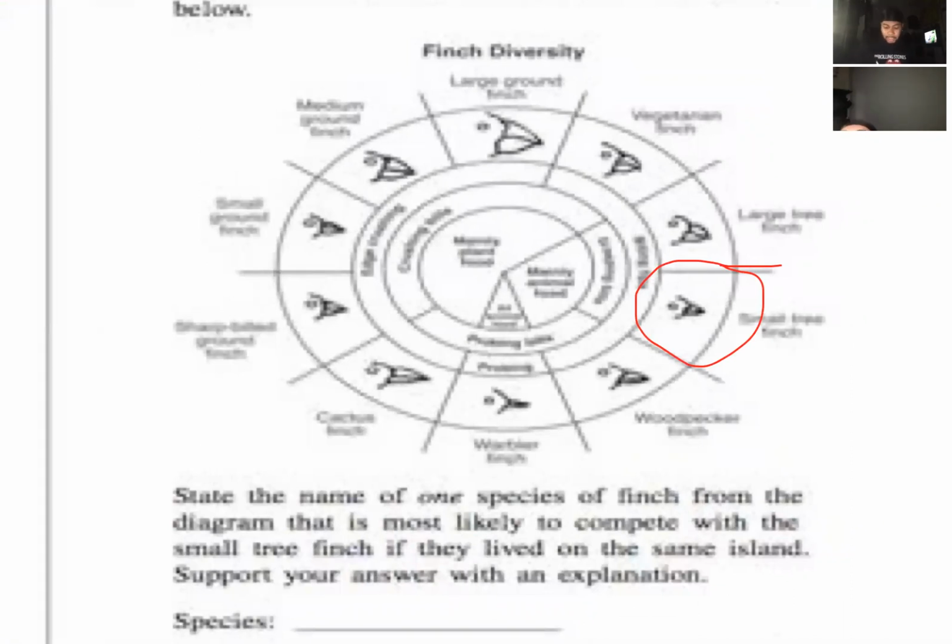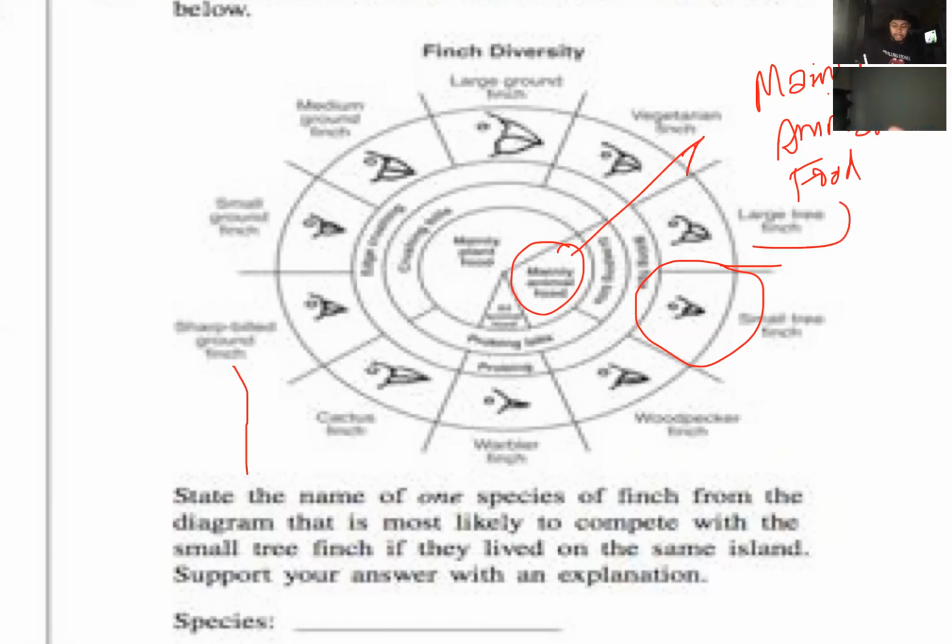All right. This says mainly animal food. So the small tree finch eats mainly animal food. What other finch also has the same credentials as the small tree finch? If you said the large tree finch, you're right. But why? Because they both literally feed on the same type of food, right? So if they lived on the same island, they feed on the same type of food, so they would be most likely to compete for those resources, right?